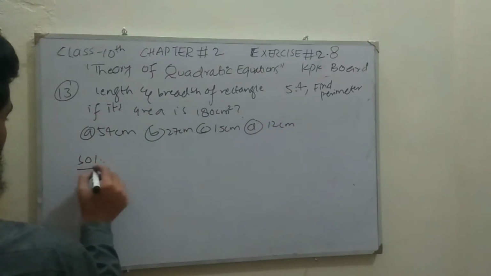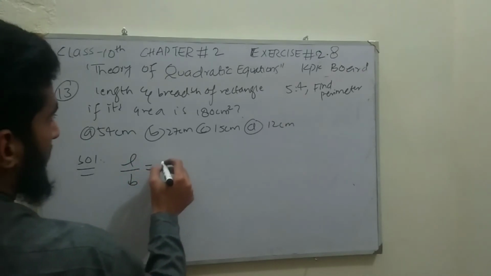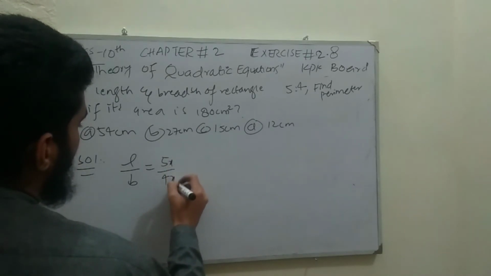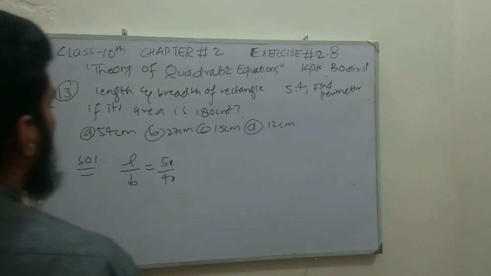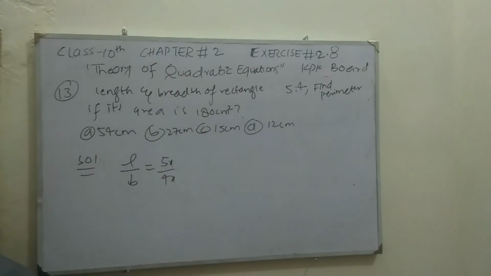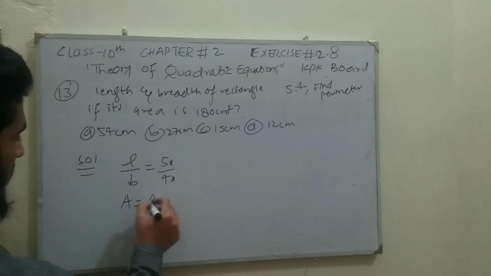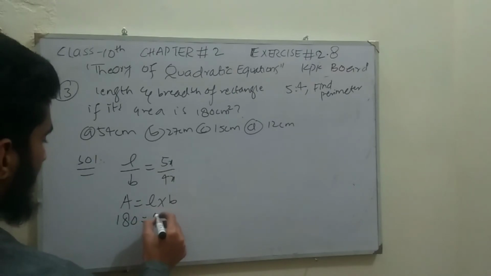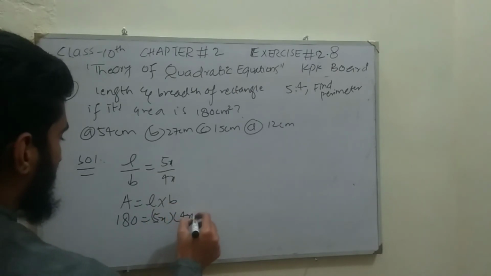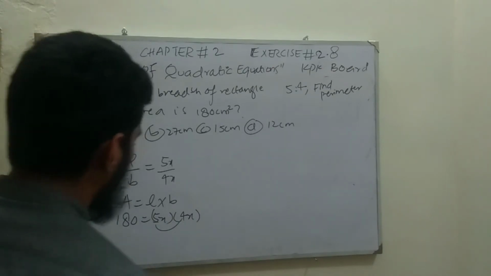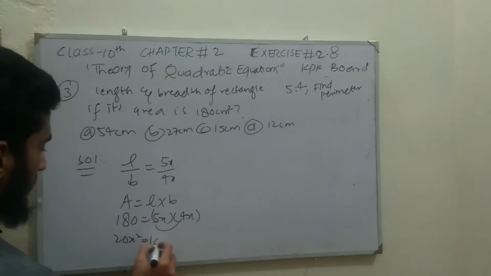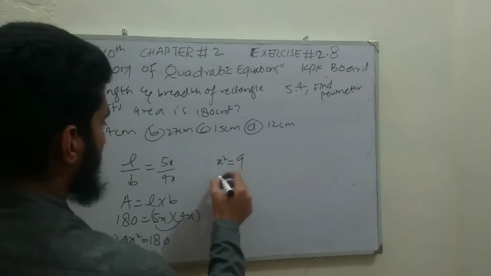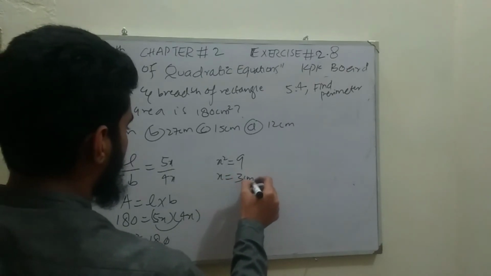Solution. Length and breadth are in the ratio 5 and 4. So we can write length over breadth is equal to 5 over 4. Multiplying x in numerator and denominator cannot affect this equation. We know that area is 180 centimeter square. The area of a rectangle is always equal to length cross breadth. Area 180 is equal to length 5x multiplied by breadth 4x. So 5 multiplied by 4 gives us 20x square is equal to 180. 0 is cancelled out with 0, and x square will be equal to 18 divided by 2, which gives us 9. So the value of x will be equal to 3 centimeter.